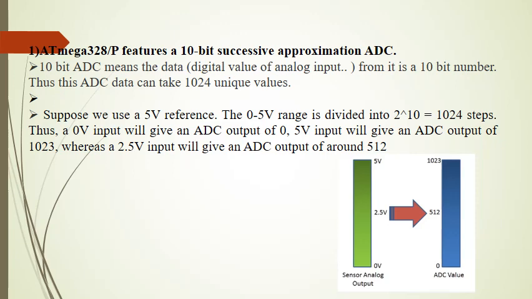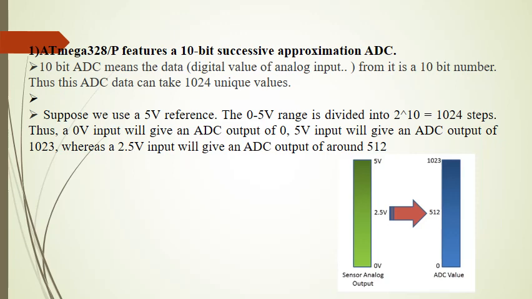Now, let us look at some important features of the analog to digital converter. A 10-bit ADC, what does it actually mean? It means that the ADC can take 1024 unique values. Let us take an example where we use a 5 volts reference value. What do we mean by a 5 volts reference value? It simply means that the input given to the analog to digital converter of the Atmega should be in the range of 0 to 5 volts. If the input given is 0 volt, then the output of the ADC will be 0. If the input given to the ADC is 5 volts, then the output will be 1023.